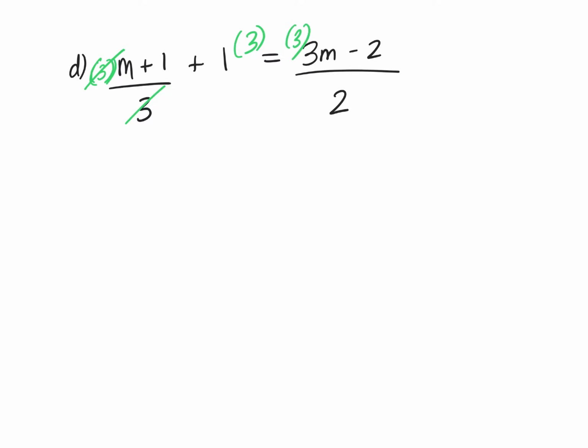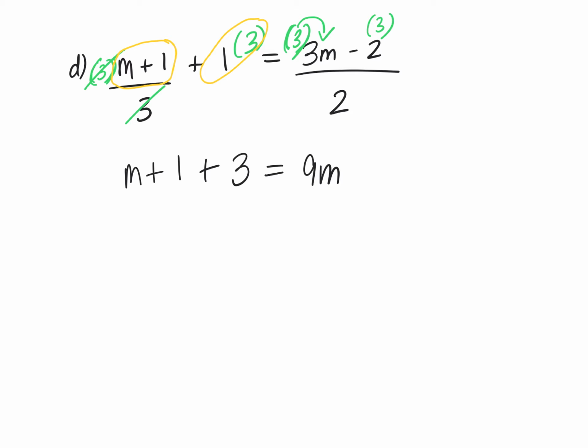Okay, so this is going to get a little bit tricky. Look here. What am I left with on the left side? M plus 1 plus, what's 1 times 3? Plus 3. Equals, now here's where it gets tricky. I'm multiplying everything by 3. So what's 3 times 3m? 9m. What's 3 times negative 2? Negative 6 over 2. Does that make sense?